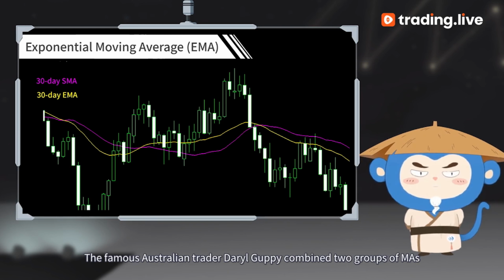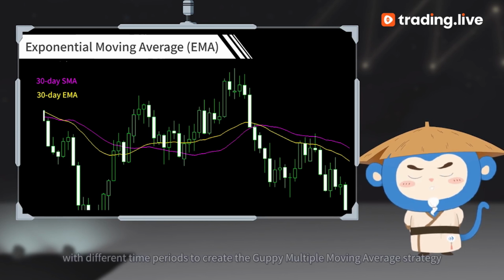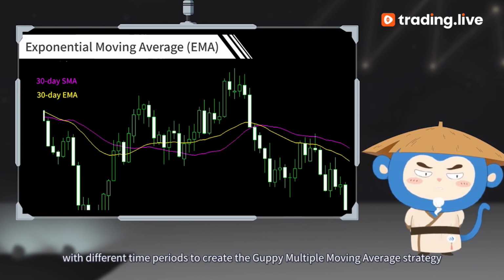The famous Australian trader Daryl Guppy combined two groups of MAs with different time periods to create the Guppy multiple moving average strategy.